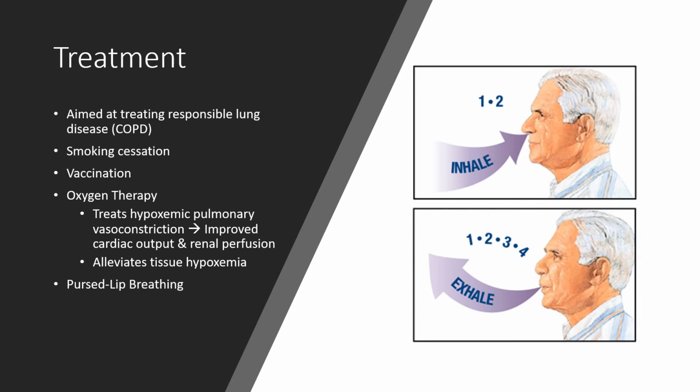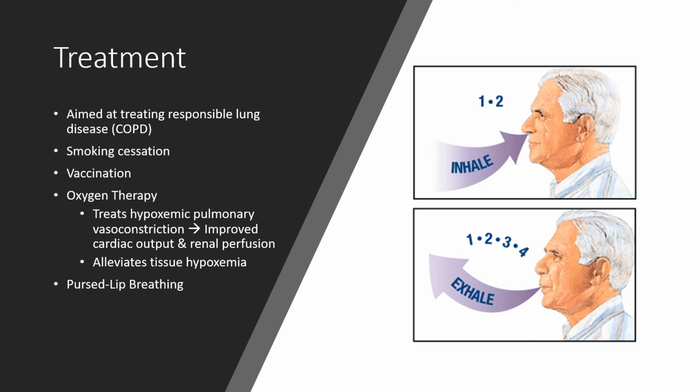Treatment should be aimed at resolving the responsible lung disease. To prevent the progression of COPD, smoking cessation is critical. Vaccinations are important to prevent infections that can further exacerbate COPD symptoms. Oxygen therapy can be used to treat pulmonary vasoconstriction as a result of hypoxemia, which will improve cardiac output and therefore increase renal perfusion, as well as alleviate tissue hypoxemia.